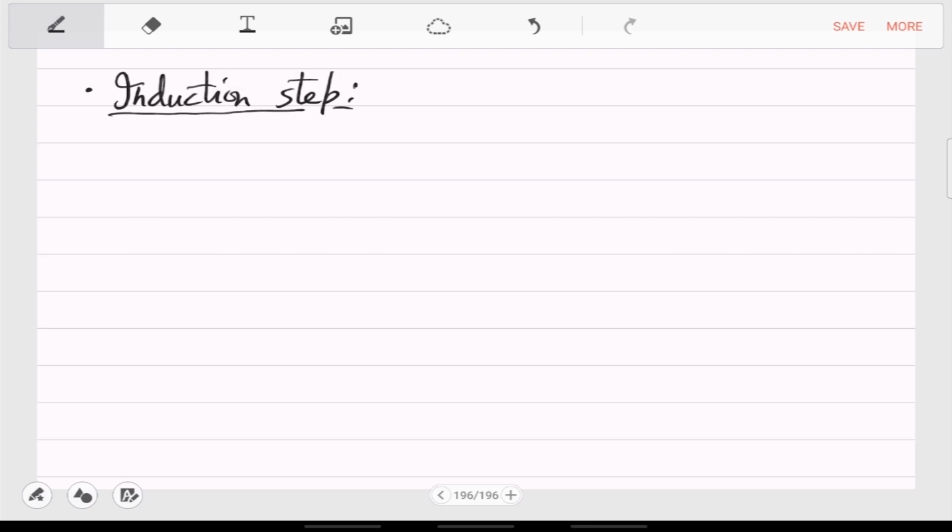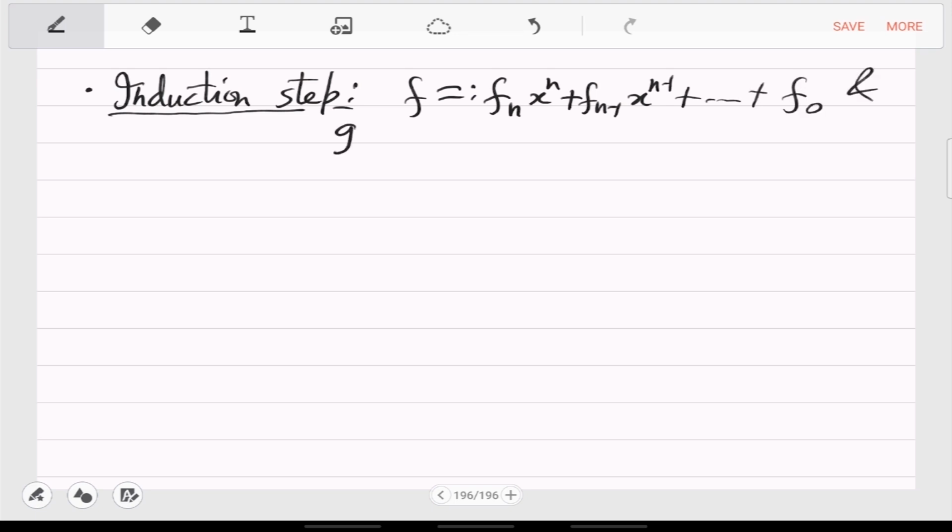So let's write that expansion. So f is fn xn and g is gm, g0, and m is less than or equal to n. Right, so those are the field elements, the fi's and gi's, and then you have the x monomials.